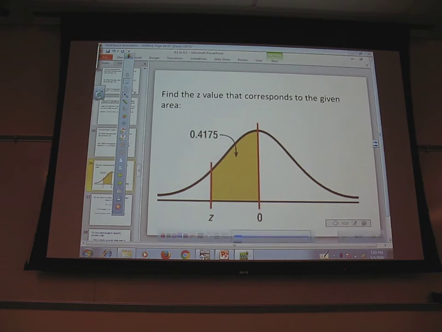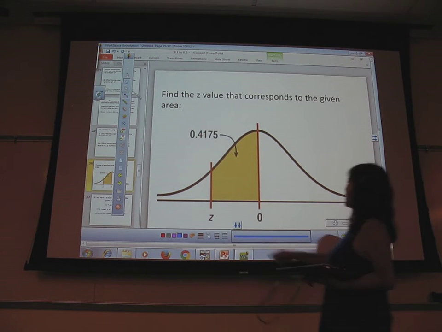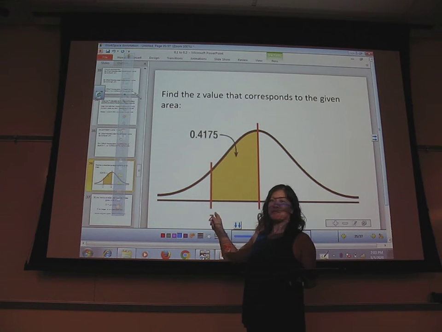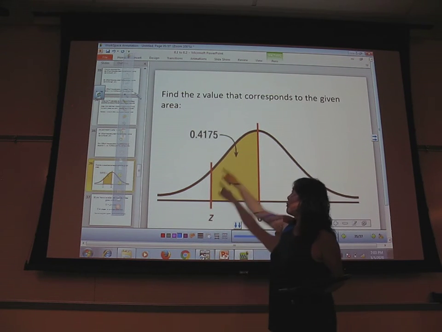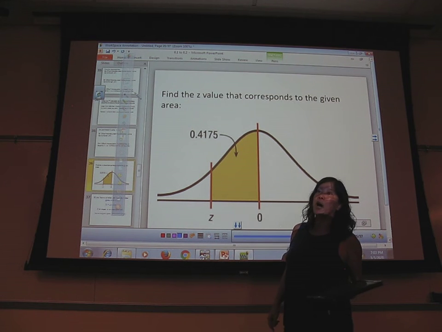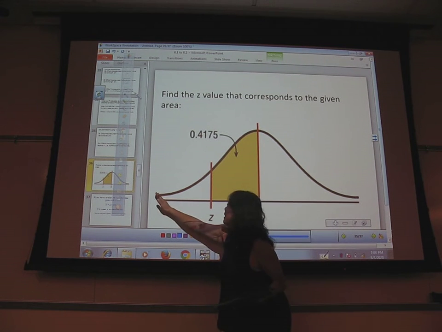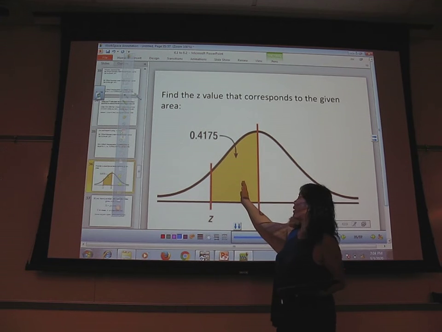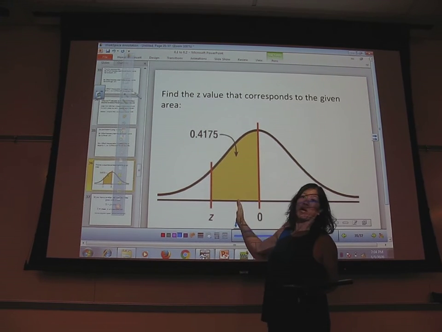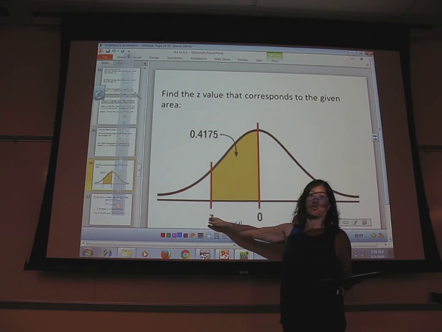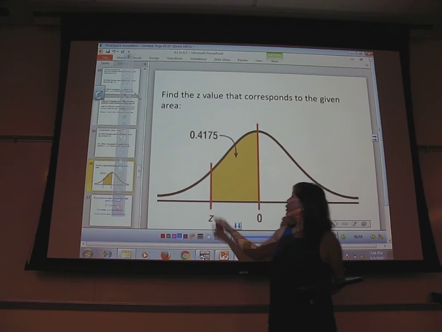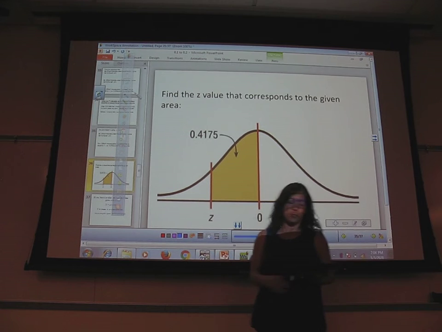All right. Now the other thing is, they want you to find this z-score here. I can't put in inverse norm of 0.4175. Why? Because that would say this area is 41.75%. It would give me a z-score right around here. Do you guys see what I'm saying? It would give me this z-score. That's not right. I want this z-score, not this one. So we want to find this area.